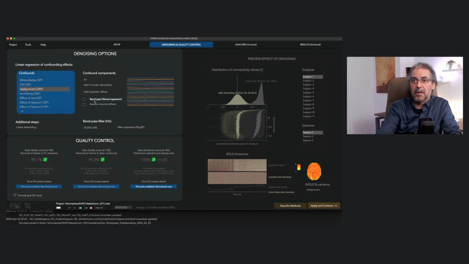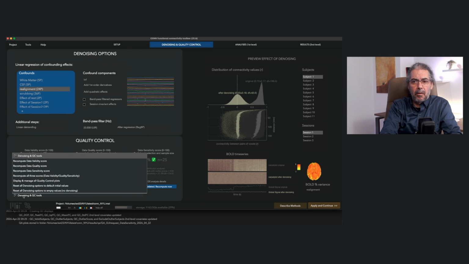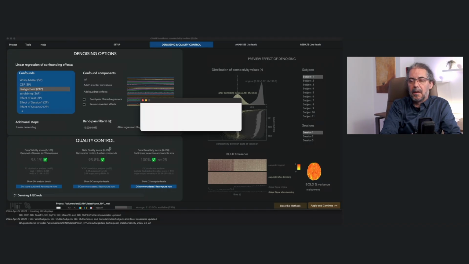We can just change this option here in denoising and then go again as we did before, select the denoising and quality control tools menu, select the option that says recompute all three scores, data validity, quality, and sensitivity, and see the effect of this change, changing the denoising strategy to include a little bit more robust realignment control or control of subject motion to see whether that helps us improve the data quality and data validity score.